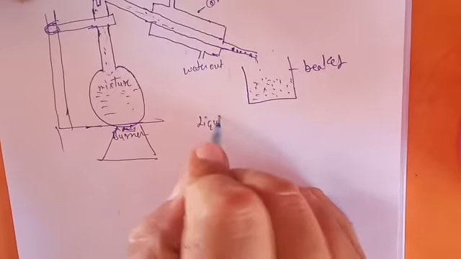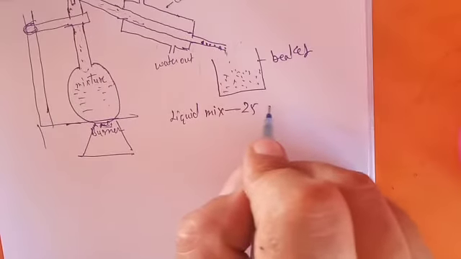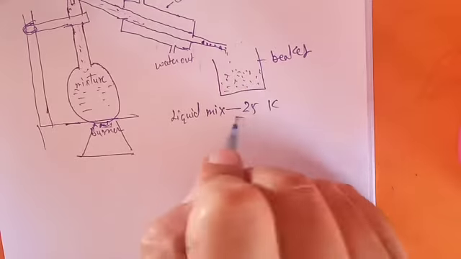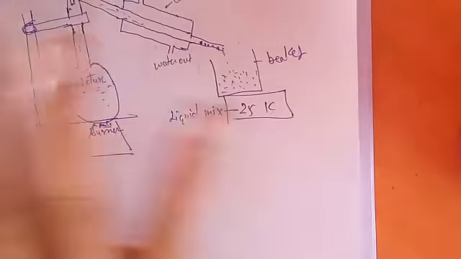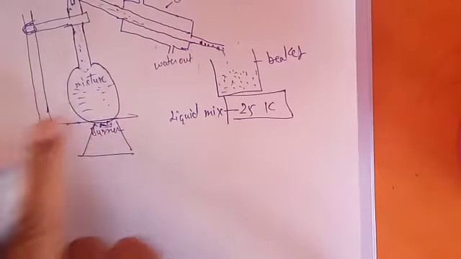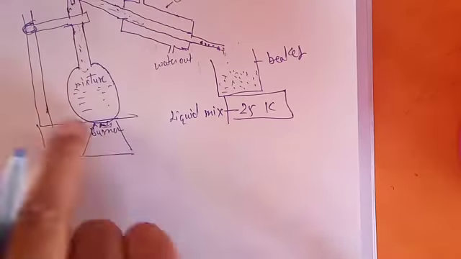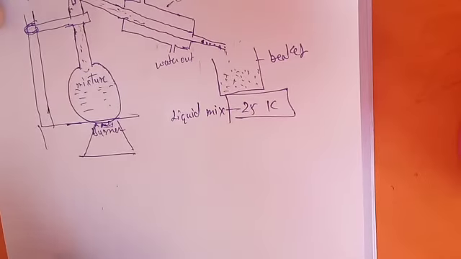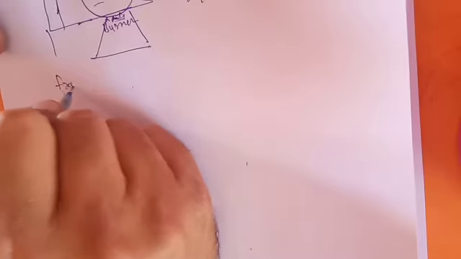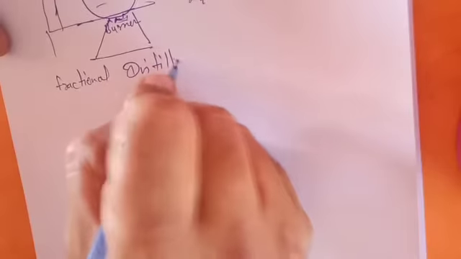However, the distillation process can be applied only to liquid mixtures which have a difference in boiling point of at least 25 Kelvin. That is to say, there should be at least a 25 Kelvin difference between the two liquids present in the mixture. Only then can they be separated by this distillation process. Otherwise, if the boiling point difference is less than that, we apply what is termed fractional distillation.